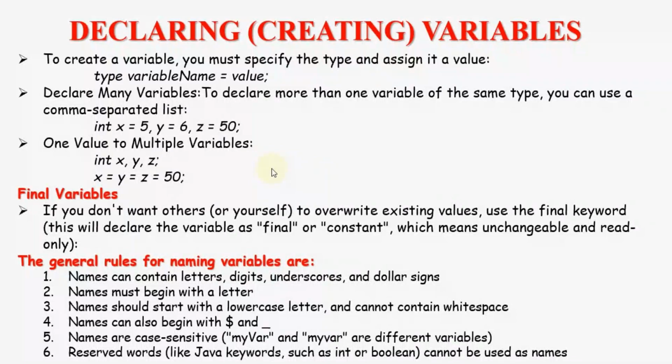You cannot use reserved words as variable names. For example, words like class or int or boolean are keywords especially reserved for use in Java. So you can't give those kinds of names to your variables, right?